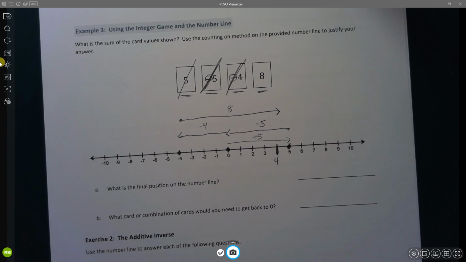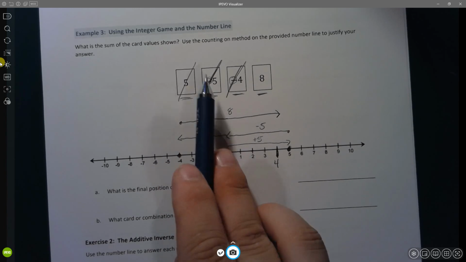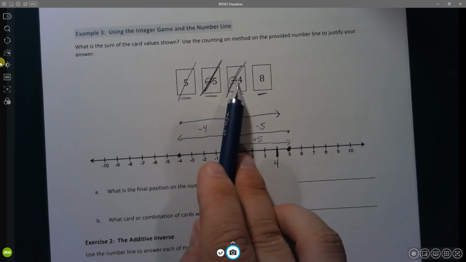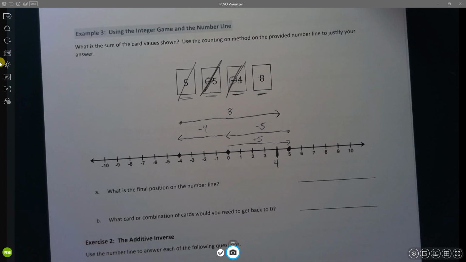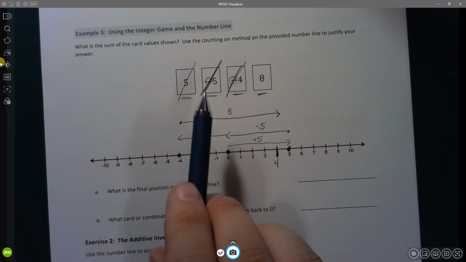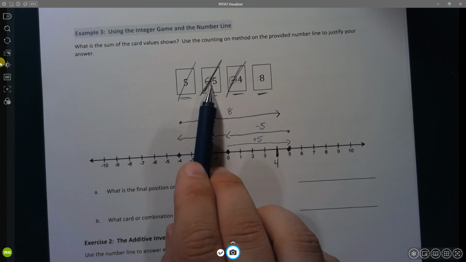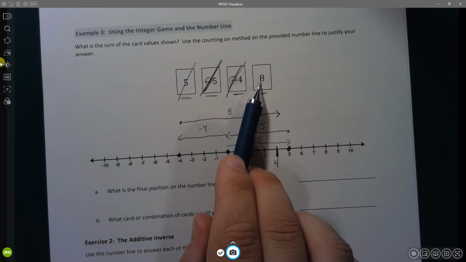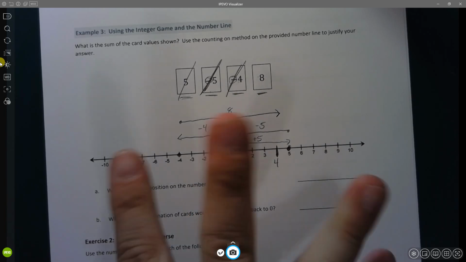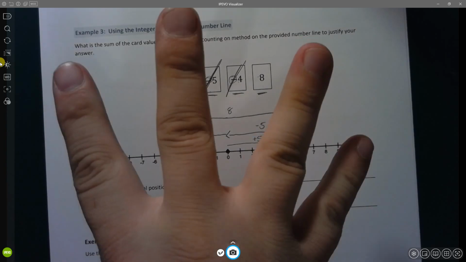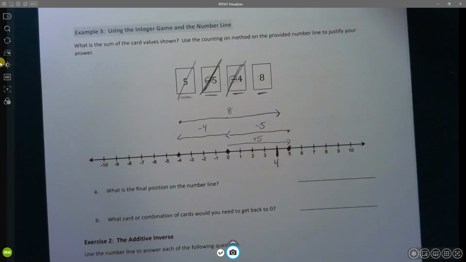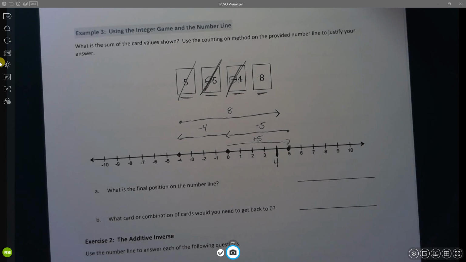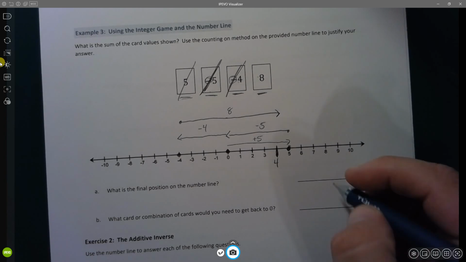Now you can use a calculator to verify that. It'd be 5 minus 5 minus 4 plus 8. Well, I know 5 minus 5 is 0. 0 minus 4 is -4. -4 plus 8 is 4. So 4 is my answer. So what's the final position on the number line? 4.